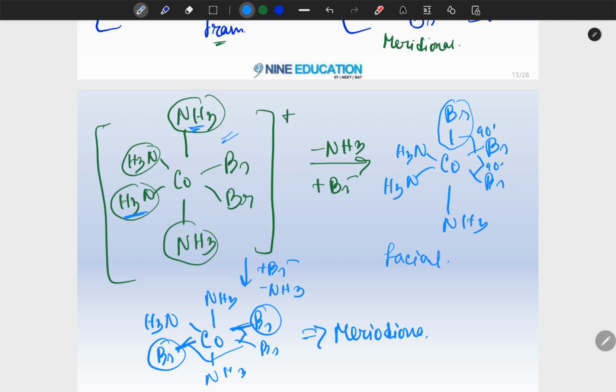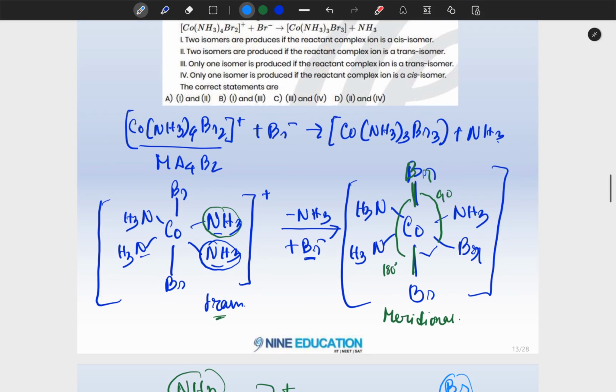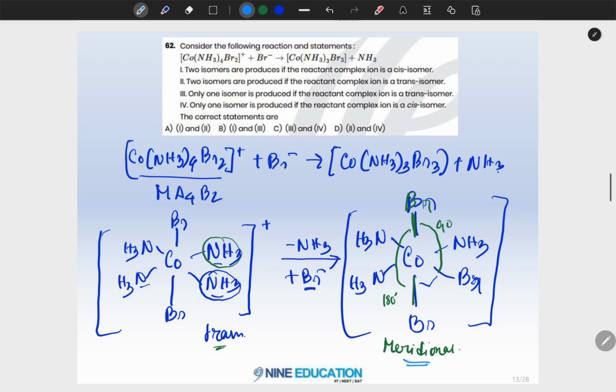So from the cis isomer of this complex, I am getting two different possible isomers. I am getting facial isomer when I am replacing the ammonia in the axial position, and I am getting meridional isomer when I am replacing one ammonia ligand in the equatorial position. So two isomers are generally obtained from the cis isomer, right? And from the trans isomer, we are able to see we are getting only one possibility, that is the meridional form. So let us check the statements that are being given in this question.